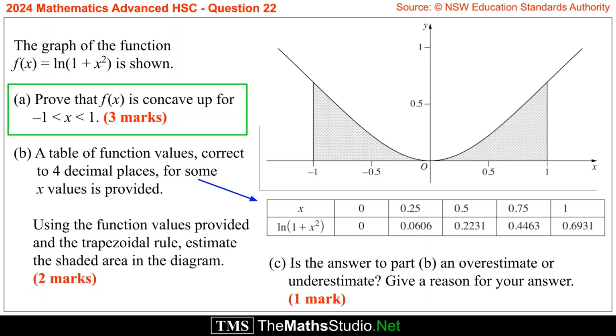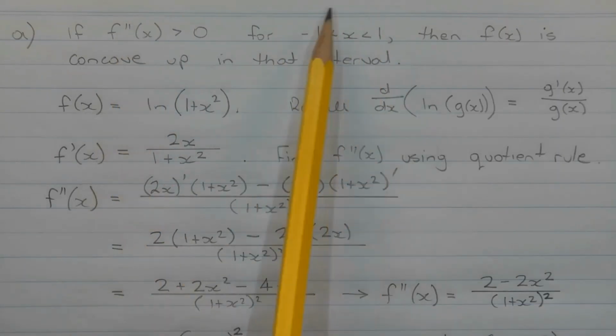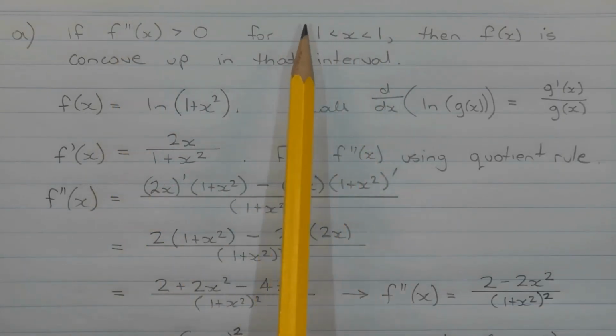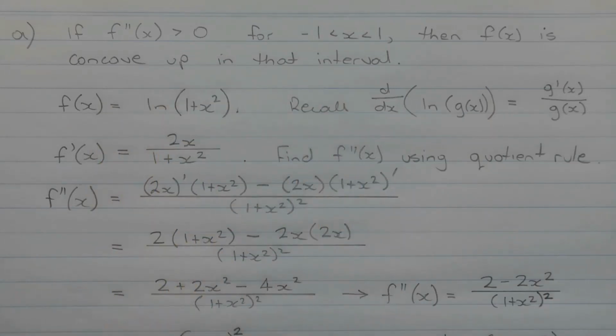Question 22. The graph of the function f of x equals ln of 1 plus x squared is shown. Part A. Prove that f of x is concave up for x greater than negative 1 and less than 1. If the second derivative f double dash of x is positive or greater than 0 in the interval provided, in this case x between negative 1 and 1, then f of x is concave up in that interval.